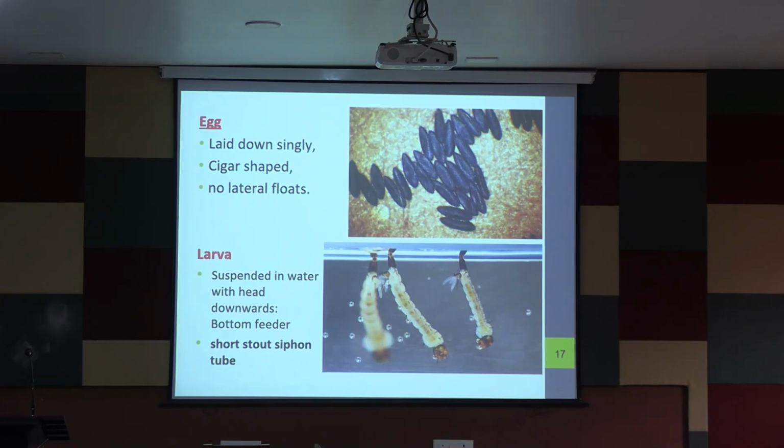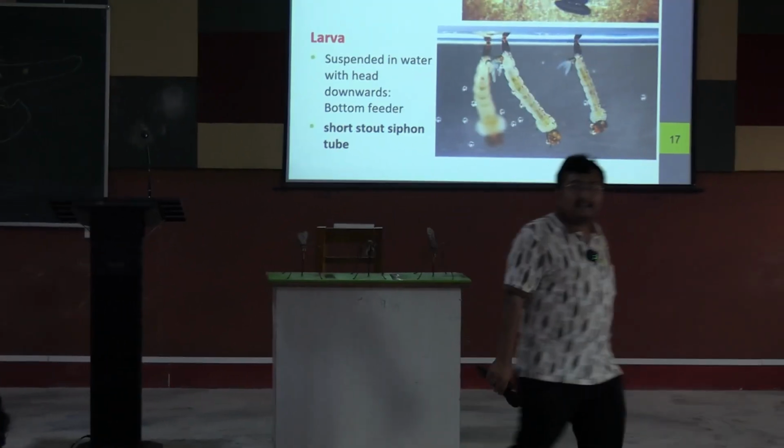What are the features of the larva? They are suspended in water with head downwards. This is the head and this is the siphon tube. What is the siphon tube? The feature is their short and stout siphon tube. Okay. Which is the Aedes aegypti?